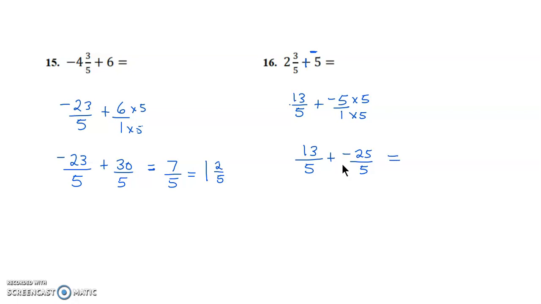Now we can go ahead and subtract 25 minus 13. So 25 is negative, so our answer will be negative. And 25 minus 13 is 12 over 5. And 5 goes into 12 2 times, with 2 remaining over 5. So our answer will be a negative 2 2/5.